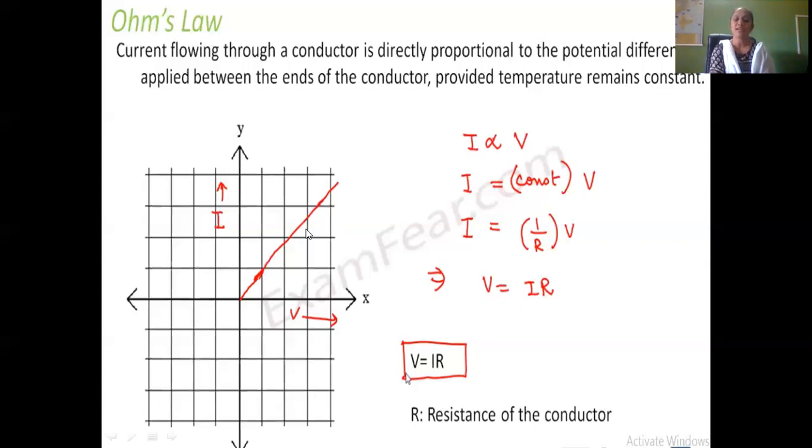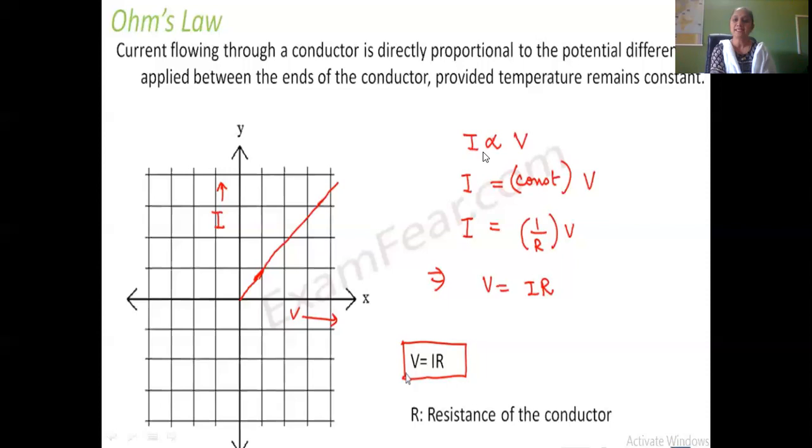So what he observed is that every time he increased voltage, current also increased, or vice versa, when he increased current, voltage also increased. When both increase, we say directly proportional. When both decrease also, it is directly proportional. So we can symbolically present it as I is directly proportional to V. You can say current is directly proportional to potential difference.